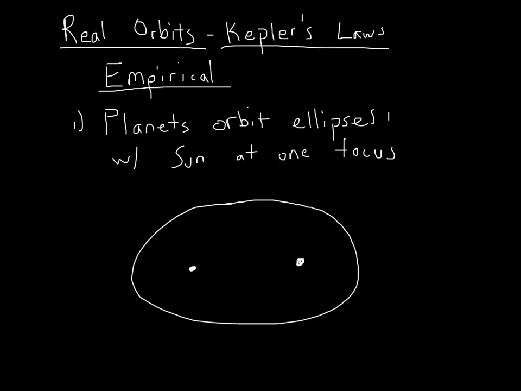You can draw your ellipse based on where these 2 focus points are. We'll see an example of that in class. But this is what the orbit of a planet looks like. Not an exact circle. It has this kind of flattened circle shape. We have these two focus points that allow us to draw our ellipse. Again, we'll see that in class. And we put the Sun at one of these focus points. So that's Kepler's first law. Planets orbit in ellipses with the Sun at one focus.